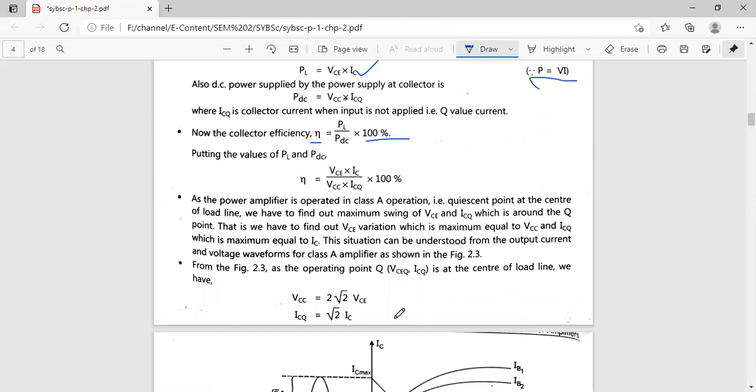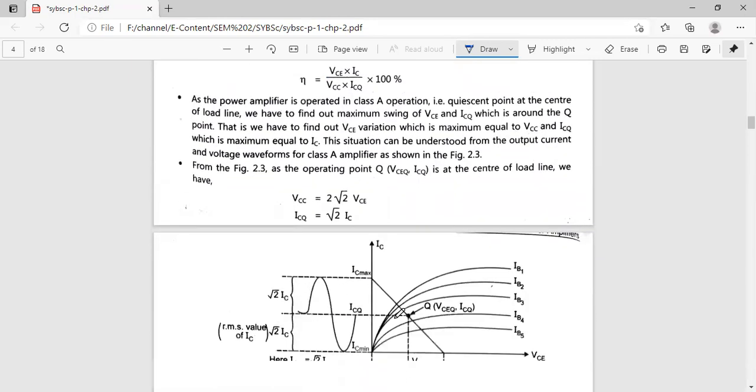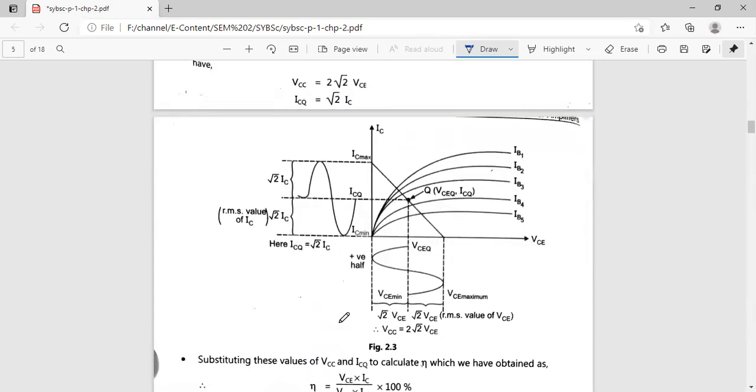This situation can be understood from the output current and voltage waveform of class A amplifier as shown in the figure. Now I'll tell you how to understand this. So by looking at this figure, we will be able to understand how to calculate the efficiency of class A power amplifier.